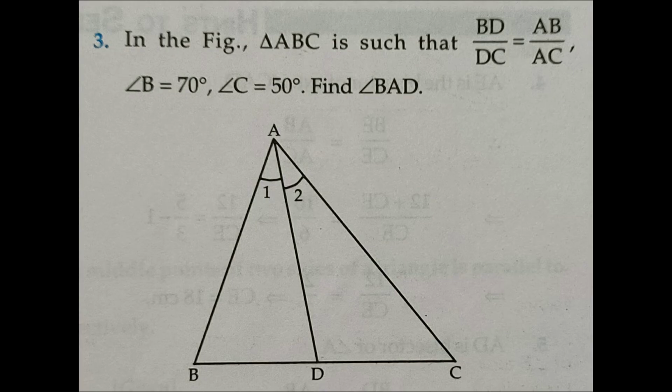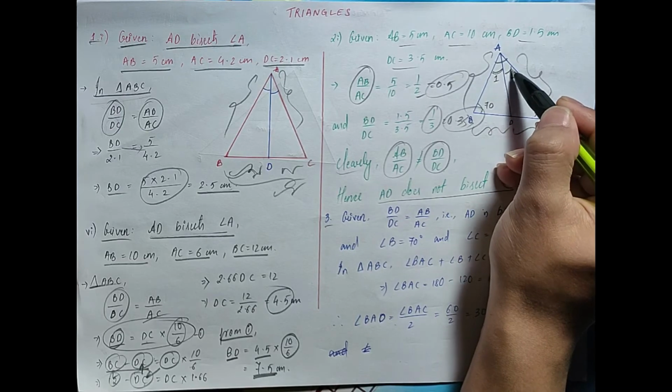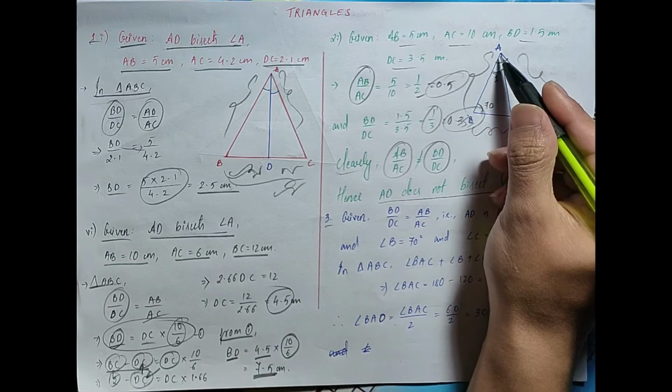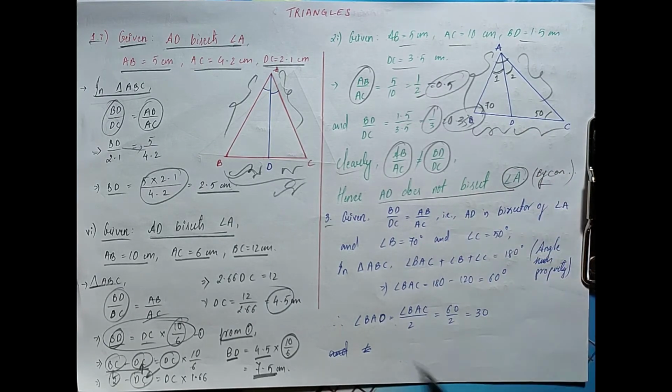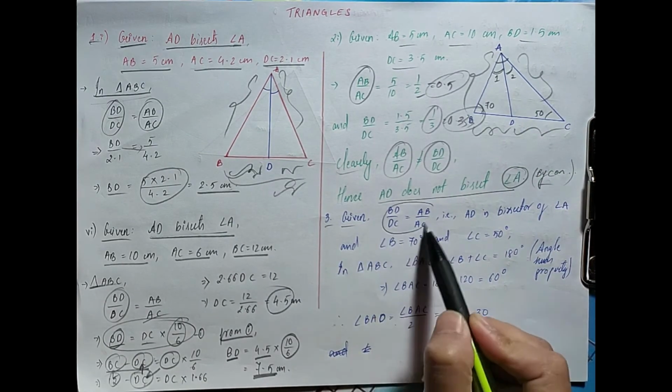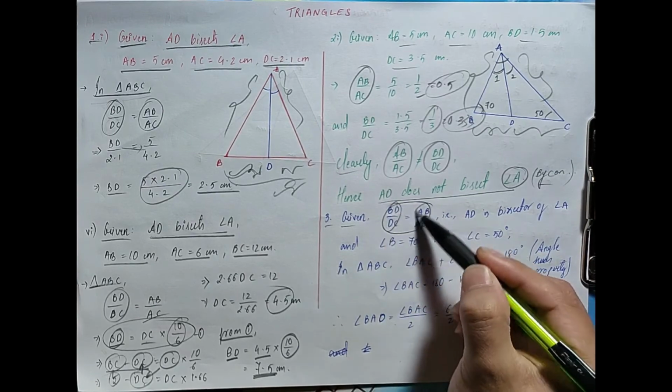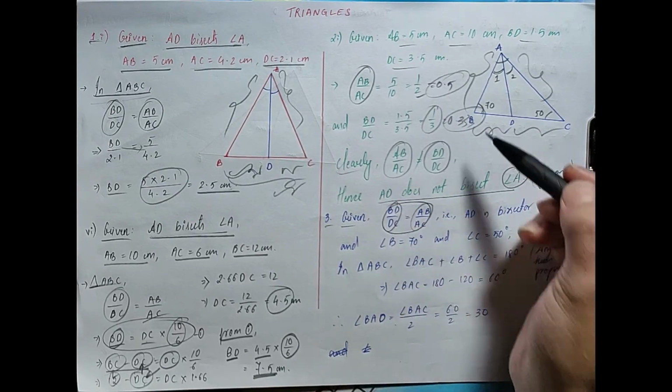In the figure, ABC is such that BD by DC is equal to AB by AC, angle B is equal to 70, angle C is equal to 50. Find angle BAD. Okay, so this is your triangle. Here this is the bisector, that means these two angles are definitely equal. ABD is 70 and ACD is 50. So how do you do that? Given that this is true, now if you see, this looks like the first theorem.